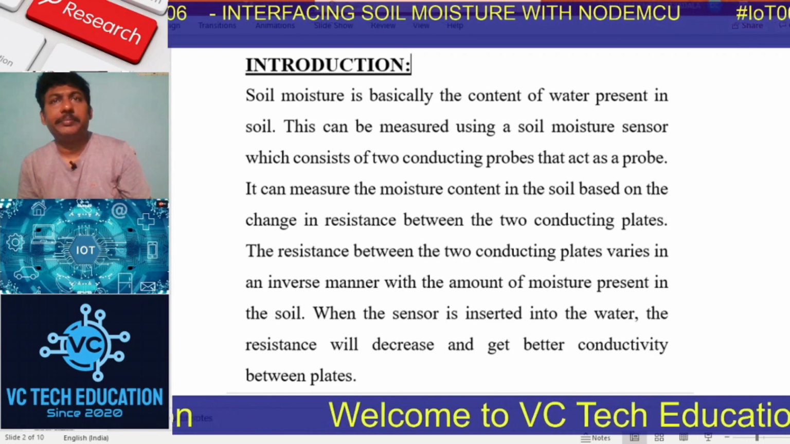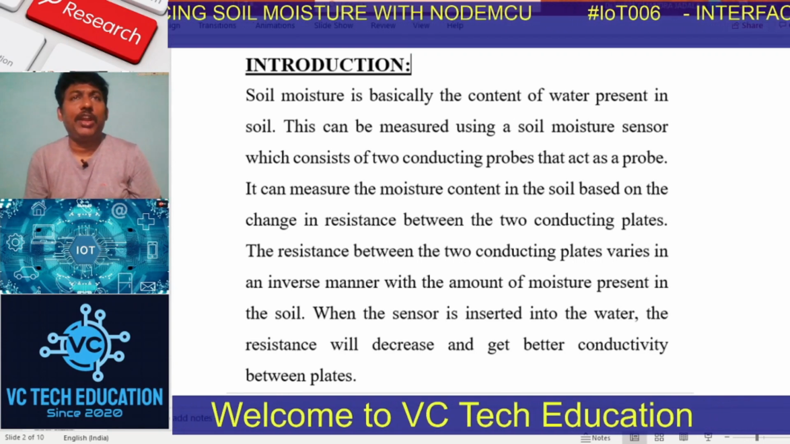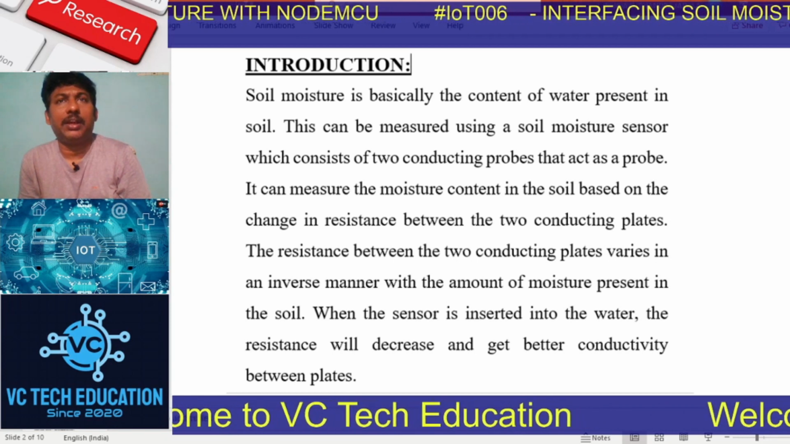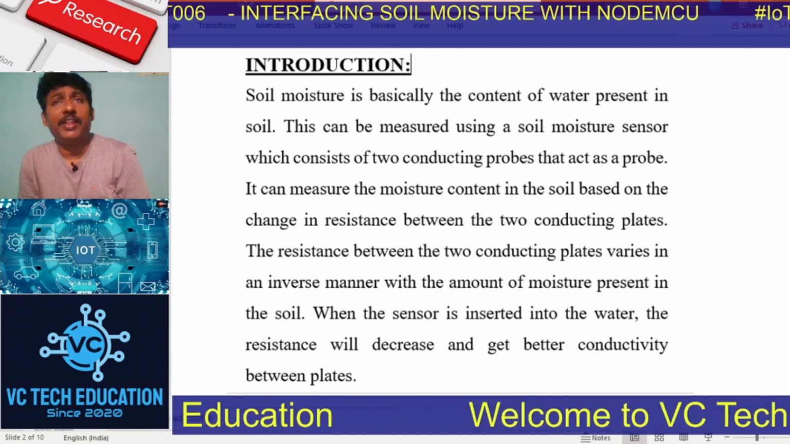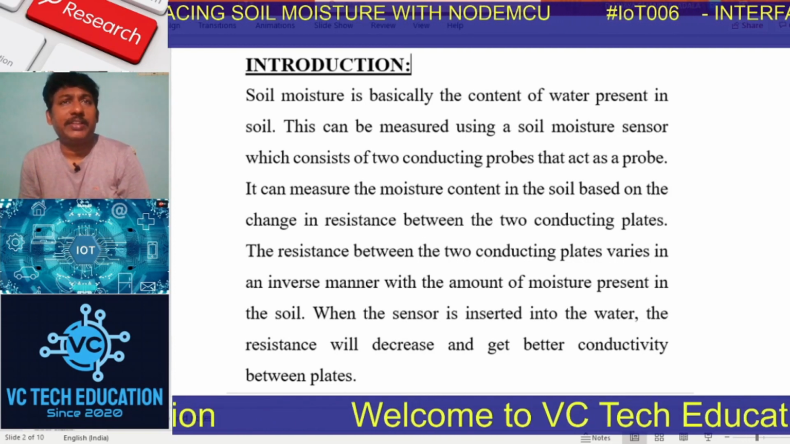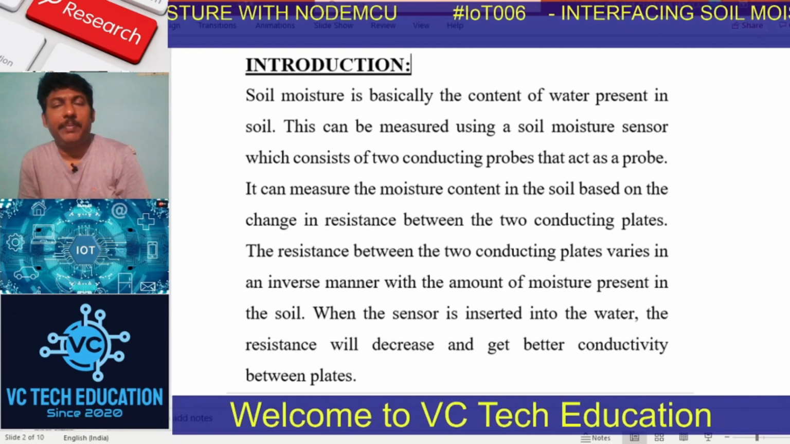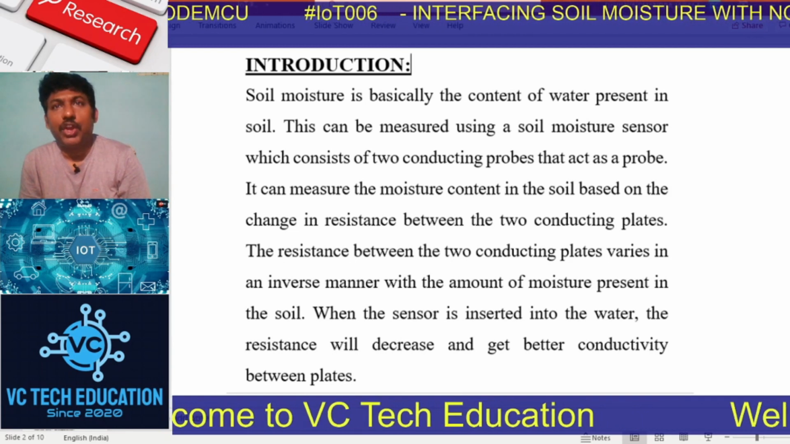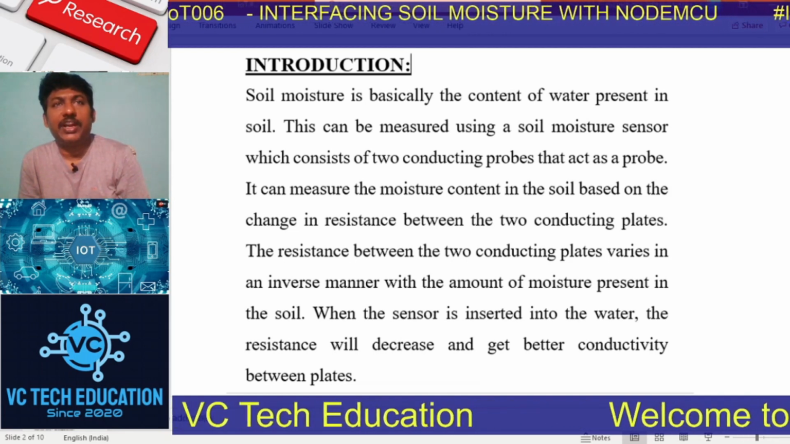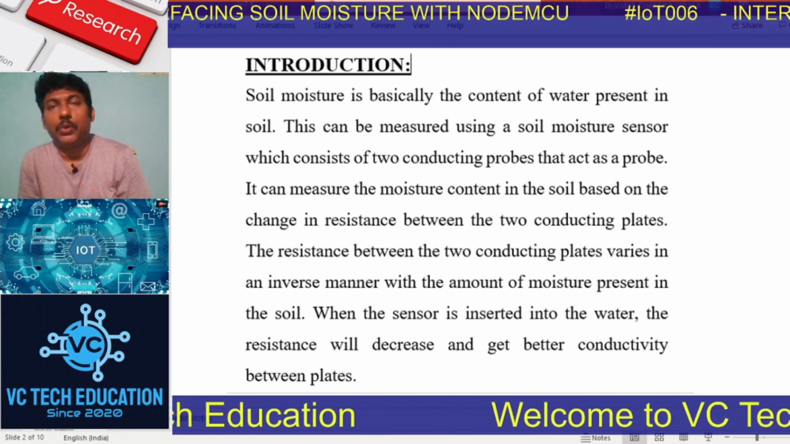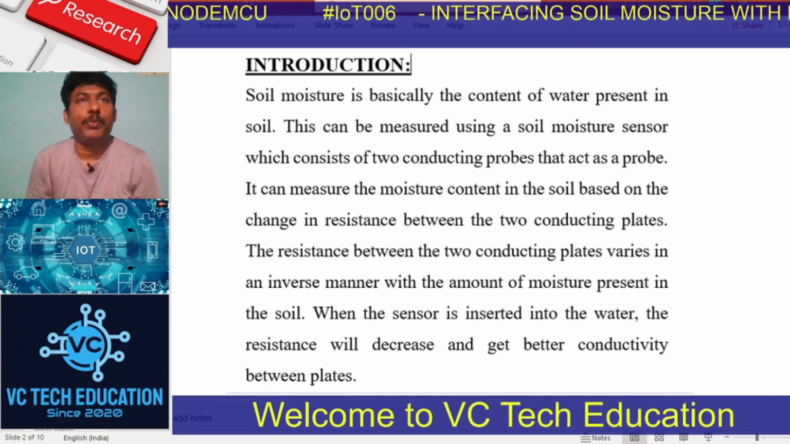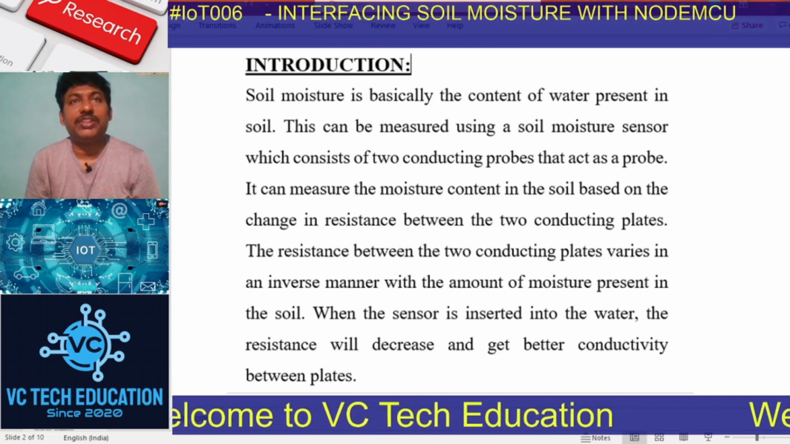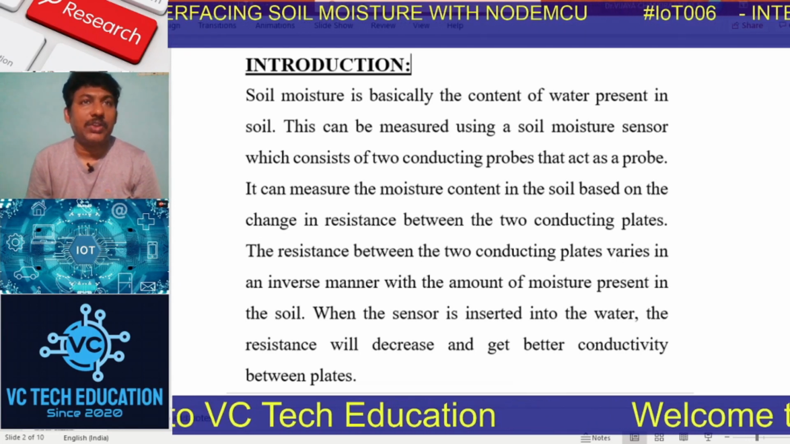So here, soil moisture is basically the content of water. It is used to identify the content of water present in the soil. This can be measured using the soil moisture sensor, which consists of two conducting probes, and it measures the moisture content in the soil.